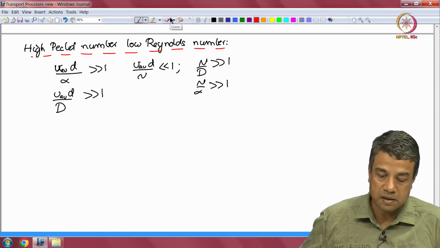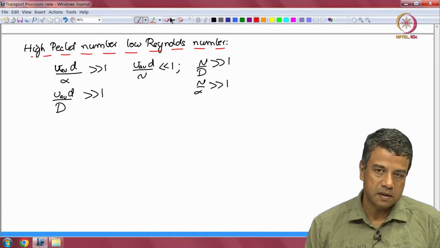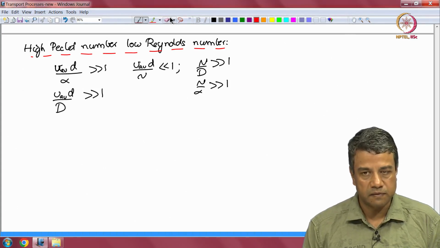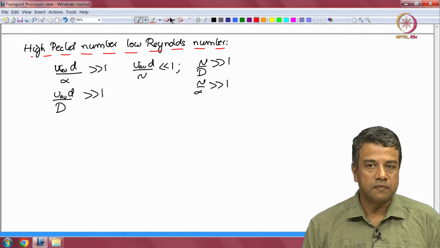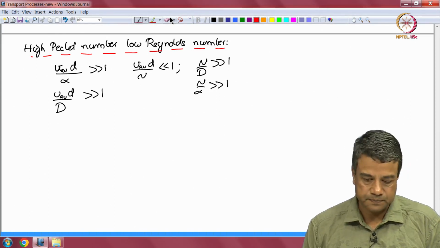The transport rate does depend upon the velocity, because the Peclet number is large. So, the transport rate does in fact depend upon the velocity. The Reynolds number is low, that means that the flow is laminar.